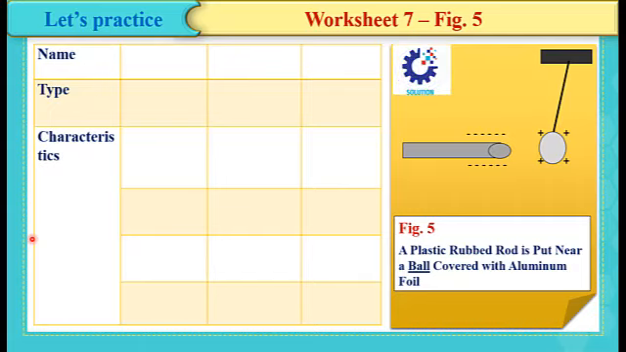Let's continue. A plastic rubbed rod is put near a ball covered with aluminium foil. What is the first force acting on it? Of course, it is the weight. We always mention the weight. This force acts from a distance, so of course the point of application of this force is the center of gravity. The center of gravity here is the center of the ball. We're gonna name it G. The line of action is vertical and the direction is downward.